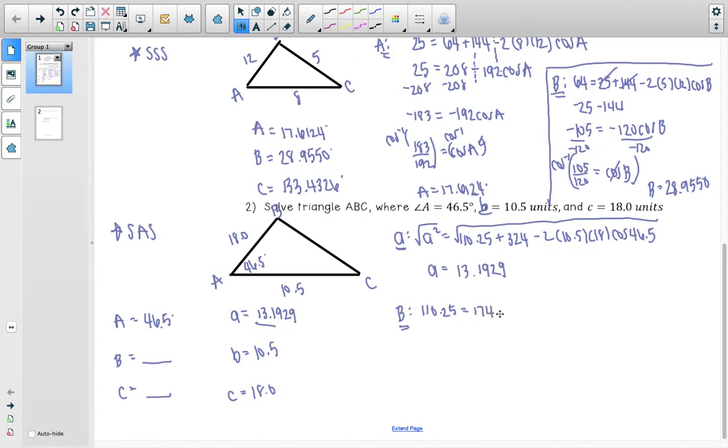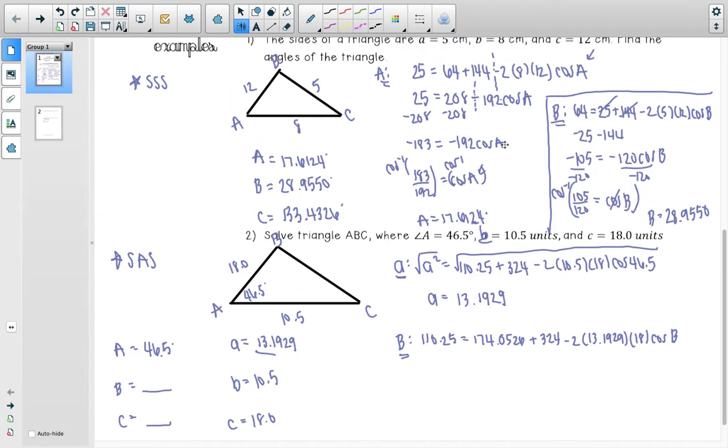So that's 174.0526 plus 324, because that's the c squared, minus 2 times the 13.1929 times the 18, and then cosine of B. All right, so same thing as we did before. You're going to subtract this over, and divide.